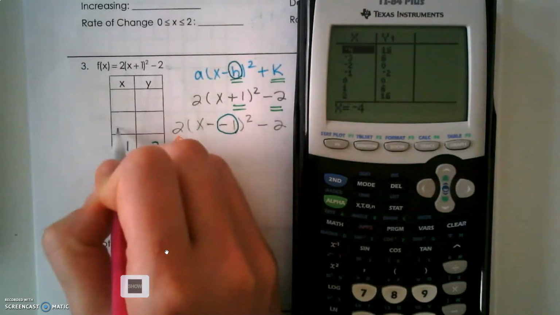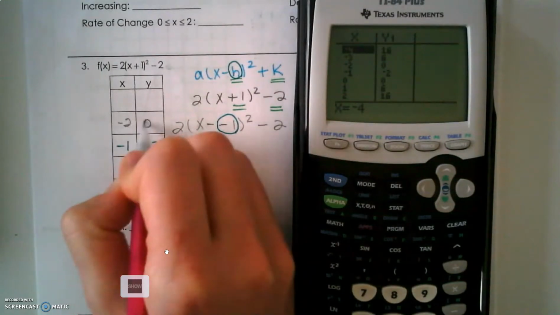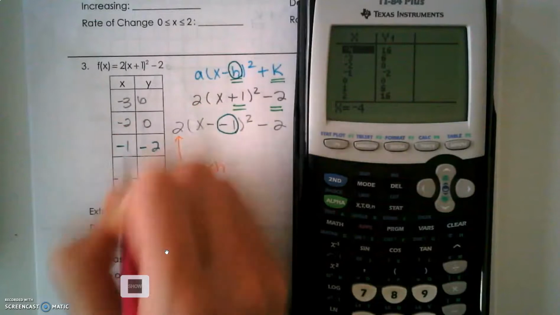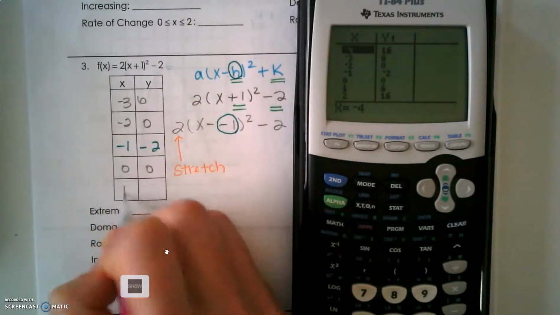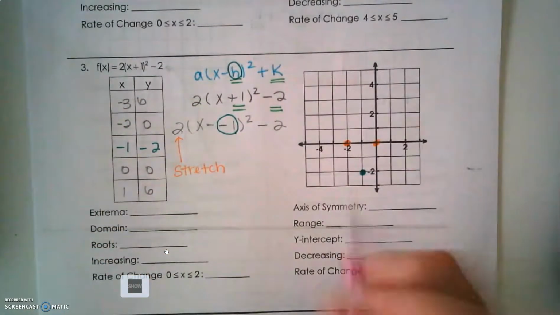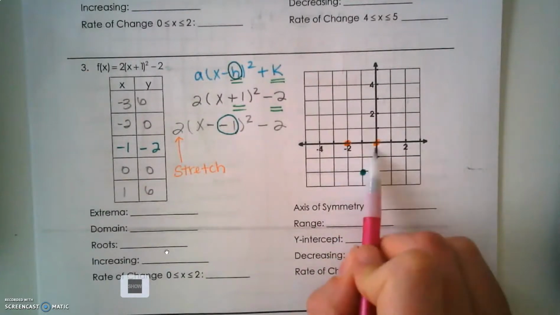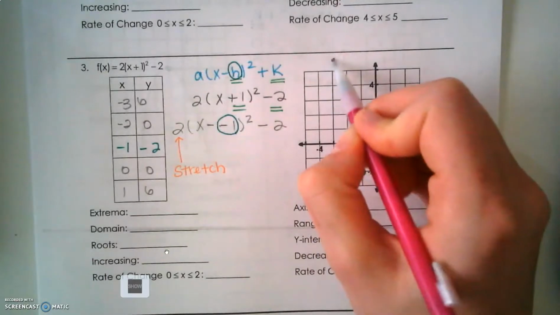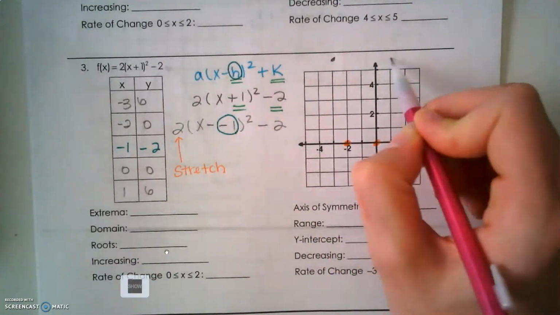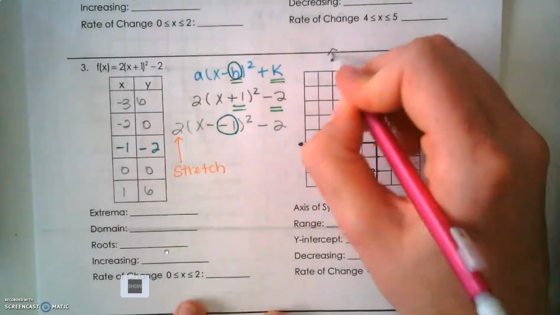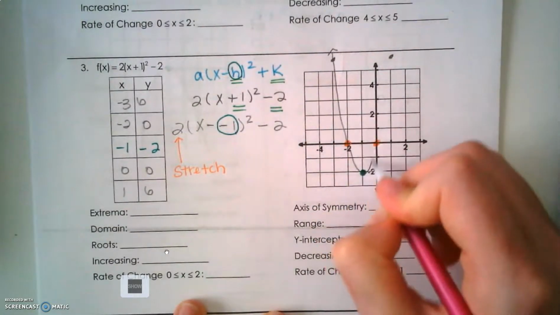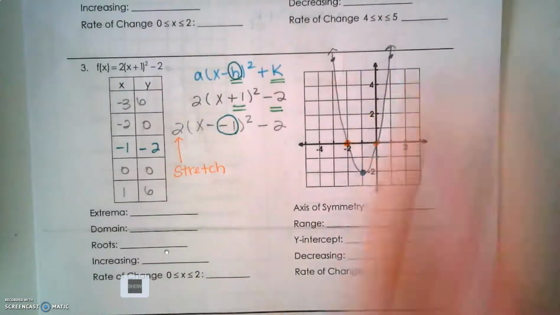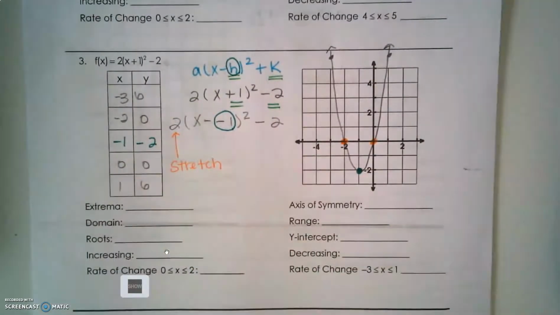So we're going to have negative 2, 0, negative 3, 6, 0, 0, and 1, 6. Well, we graphed negative 2, 0 and 0, 0 using our stretch. Negative 3, 6 is going to be off my graph here, and so is 1, 6. Again, you can practice finding these characteristics below and checking the blog. That's how we graph quadratics in vertex form.